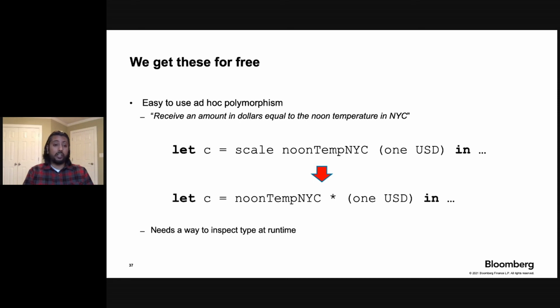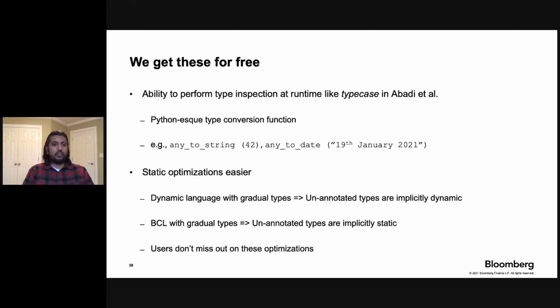Now, of course, it follows that we would need a way to inspect types at runtime, and more than a disadvantage, this sort of function would be a very good advantage, and it would help us provide more features that enhance how users write code. For example, with a runtime inspection ability, we can write some Python-esque type conversion functions, such as an any-to-string function, which would take any argument and convert it to a string, or an any-to-date function, which would take an argument of any type and convert it to a date.